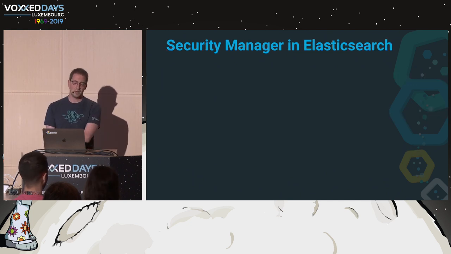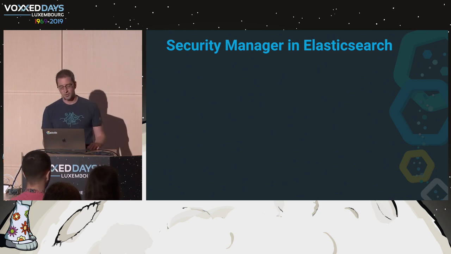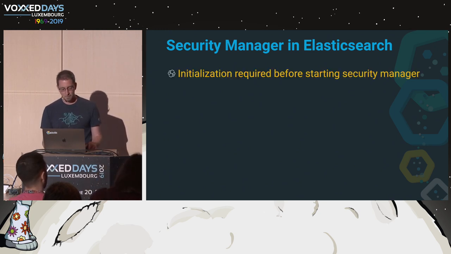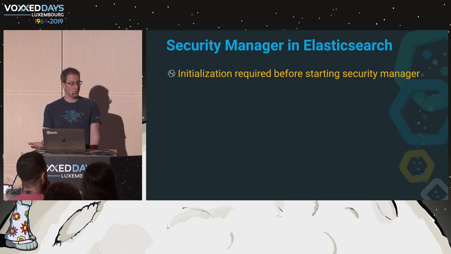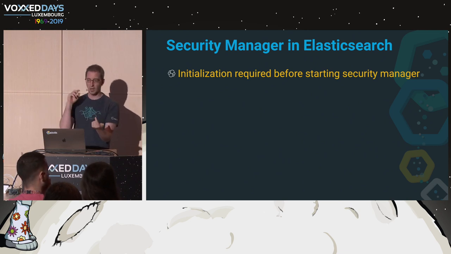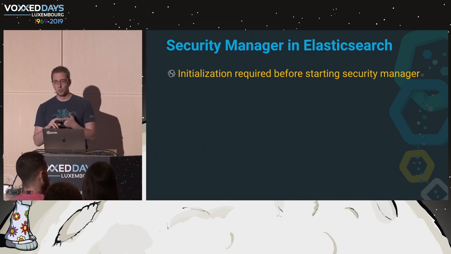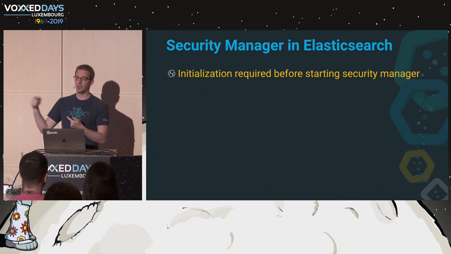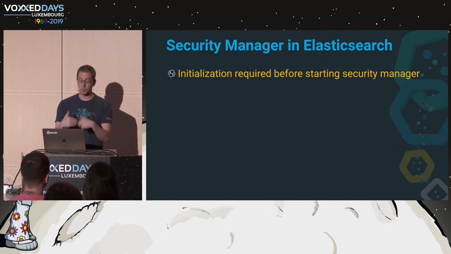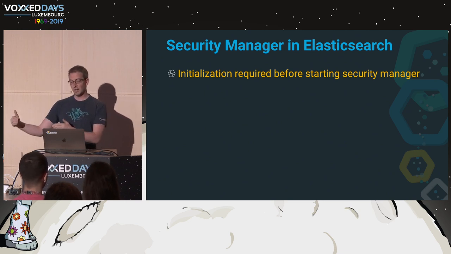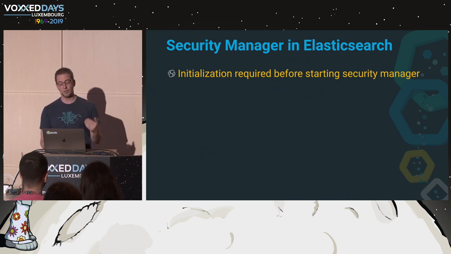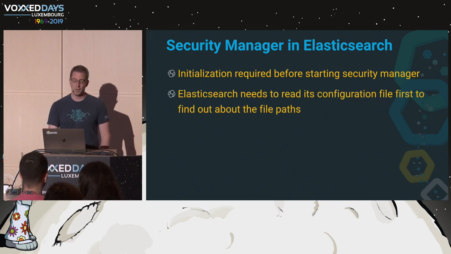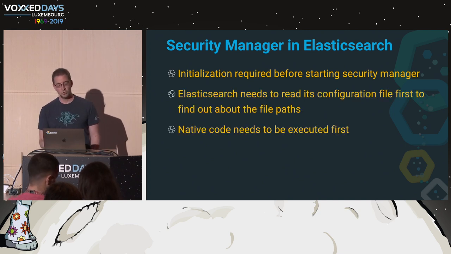All right. Let's talk about Security Manager in Elasticsearch. One thing that needs to be kept in mind is we have to do some sort of initialization before we can start the security manager, right? We have to read our configuration files. We have to run this native code that I showed earlier on, like checking if we are root, right? These are all system calls which we want to do at the bootstrap time, but then we don't want to do it anymore. Or memory locking. We have to do a native call for memory locking. We need to run the native code first.